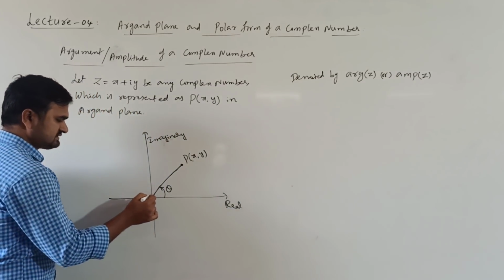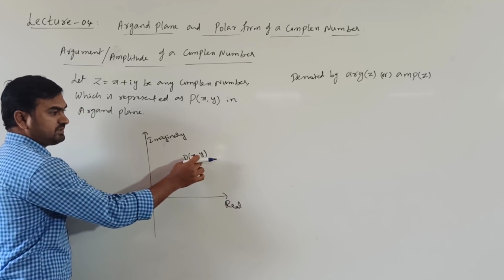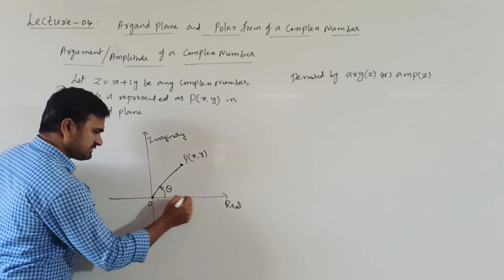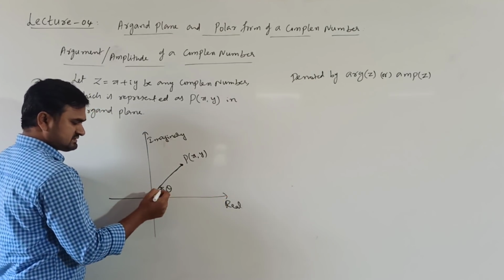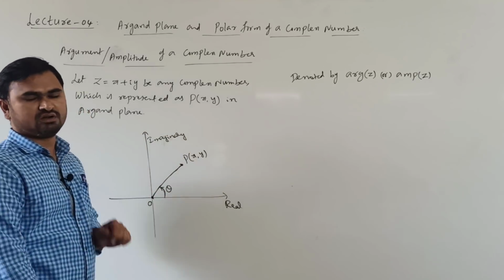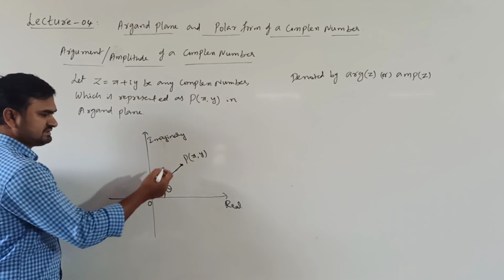So how do we define this? The angle made by the line joining the origin and the point P, which corresponds to the complex number, with respect to the positive direction of the real axis. So this angle is called the amplitude or argument of the complex number. Understand?